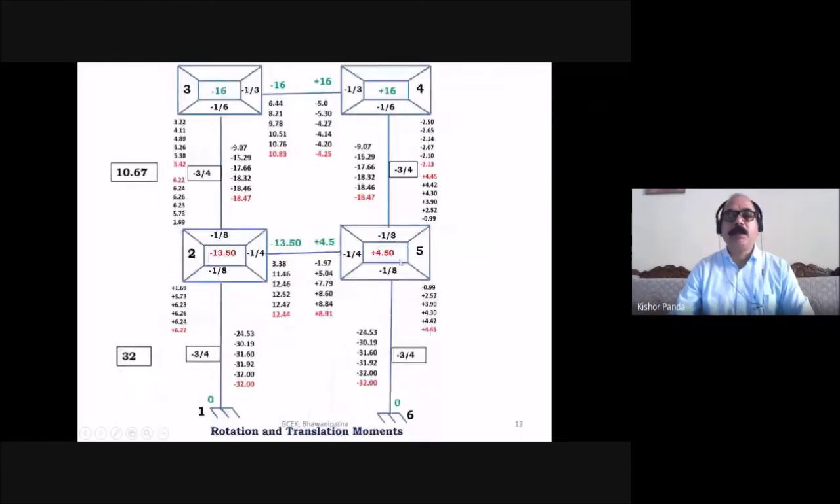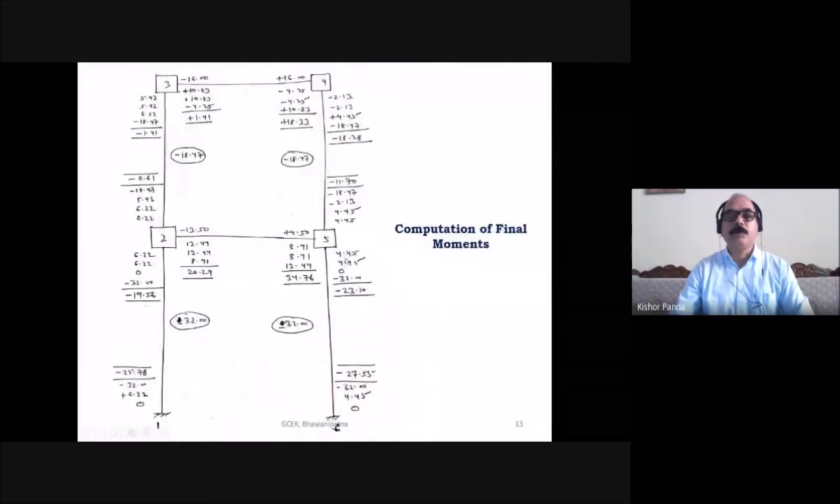Similarly, find out this vertical member. Here there is no fixed moment, the near end rotation moment is 4.45, and the far end rotation moment is 0. And the translation moment you have to consider for the vertical members. So 0 plus 2 into 4.45 plus 0 minus 32. So this is minus 23.10.